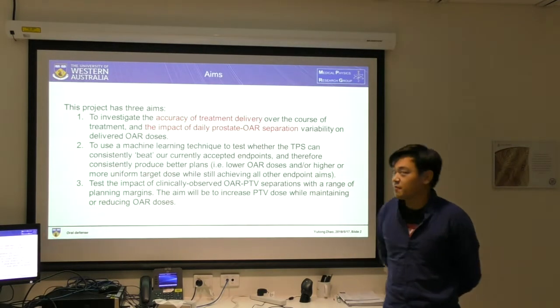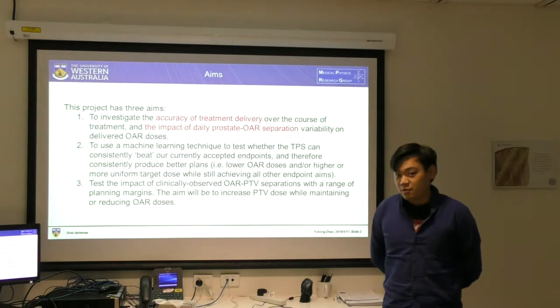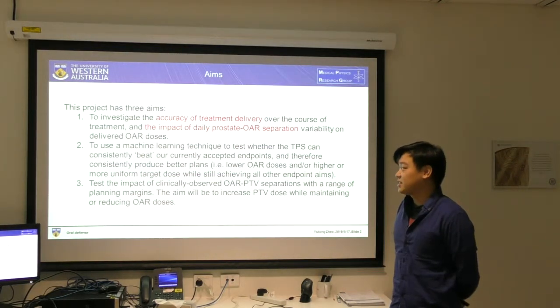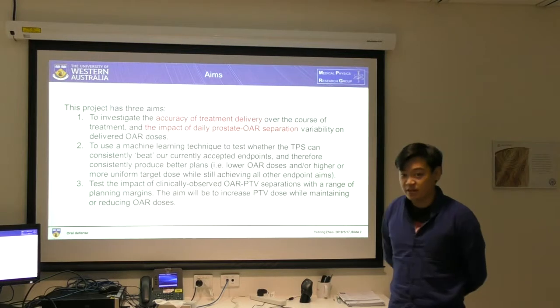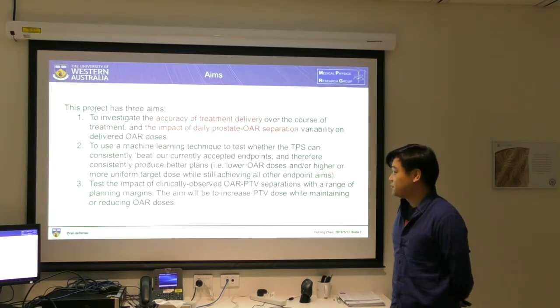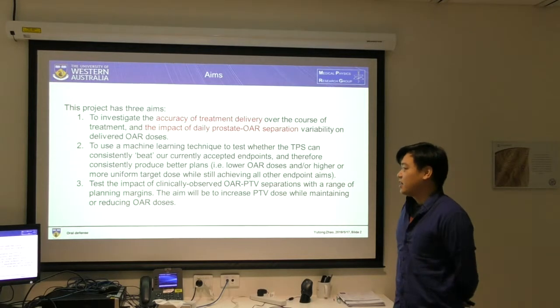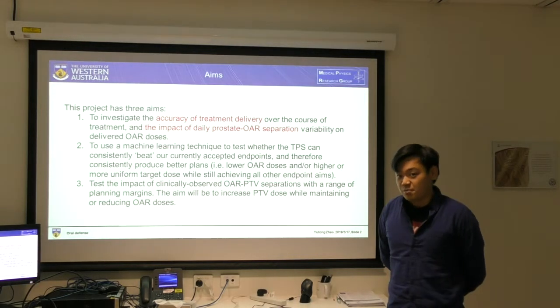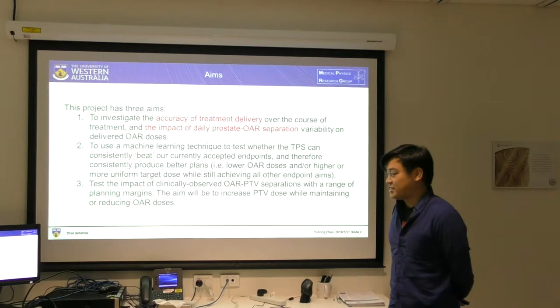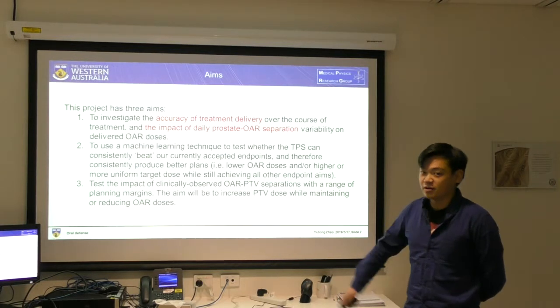From the very beginning, this project has three aims. The first one is to investigate the accuracy of the treatment delivery and the impact of daily prostate-OAR separation. The next one is to evaluate the class solution from machine learning. And the third one is to test this class solution, which we're going to talk about later.